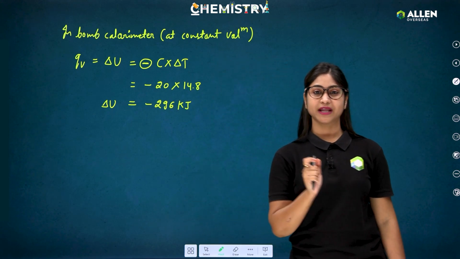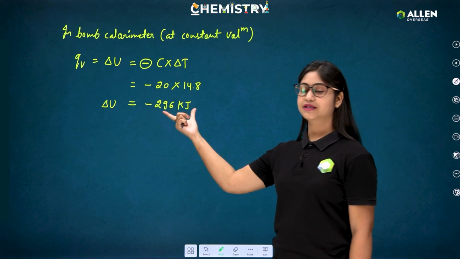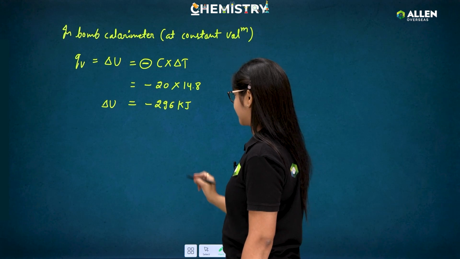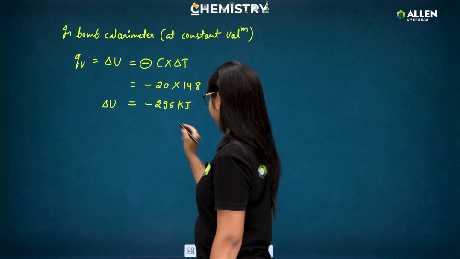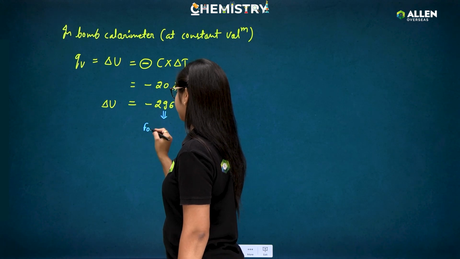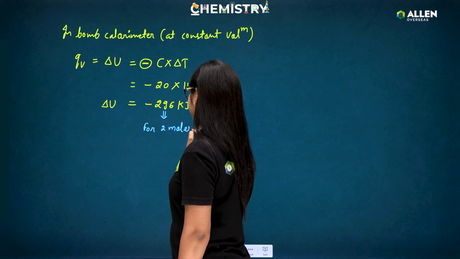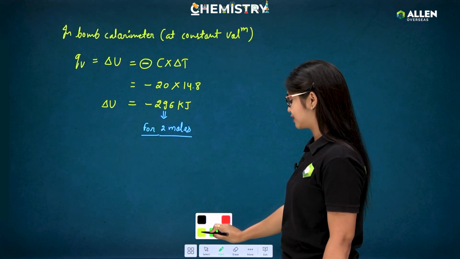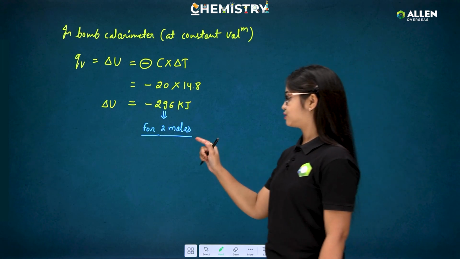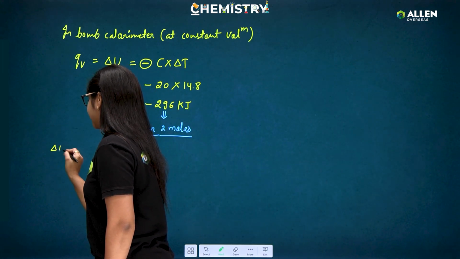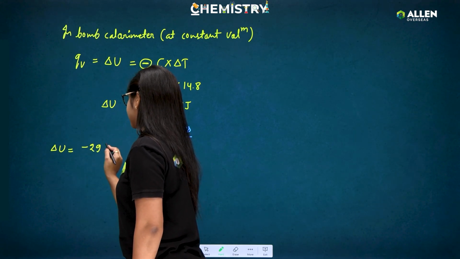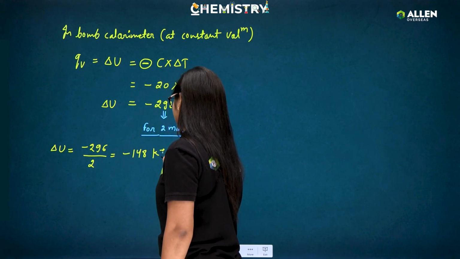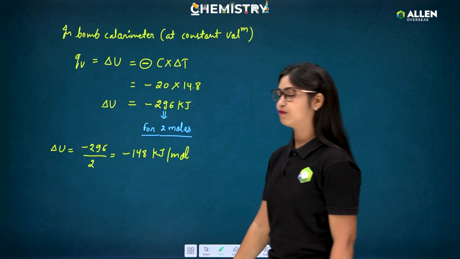But one very important thing is that this internal energy change is for 2 moles of HgO, okay? This is for 2 moles, but we have to find out for 1 mole, okay? We have to find out this delta U for 1 mole, right? Because we have to calculate the delta H also for 1 mole. So for 1 mole we can write delta U equal to minus 296 divided by 2, that is minus 148 kilojoule per mole, right? So we have got this value per mole.